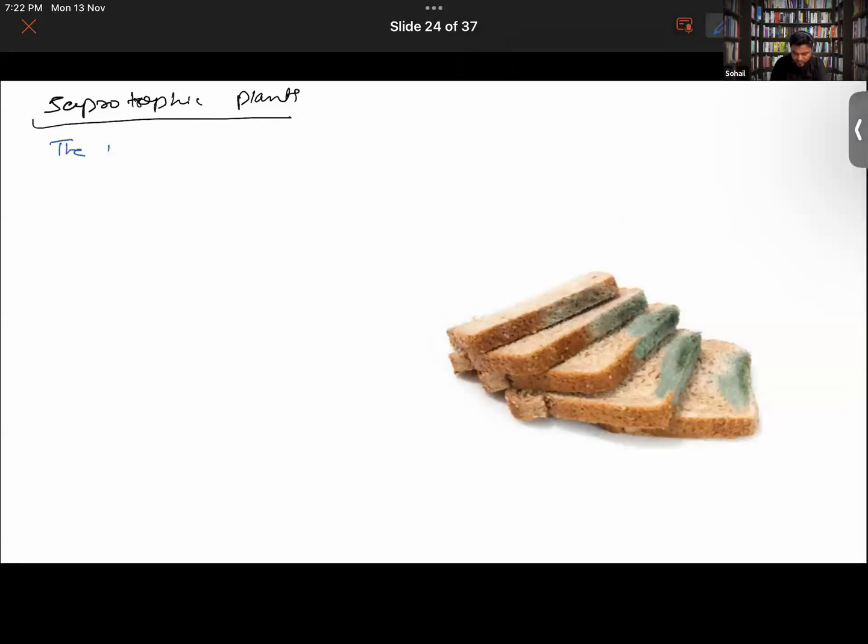So we say that the mode of nutrition in which plants obtain their food by feeding on dead and decaying matter is saprotrophic nutrition.